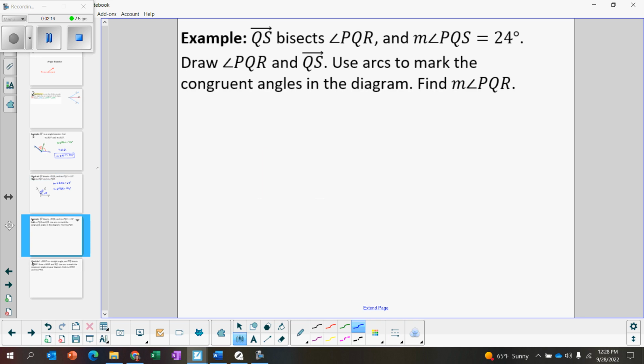For our next example, they don't have a picture, so we're going to draw it. It tells us ray QS bisects angle PQR. I'm going to start by drawing angle PQR. It doesn't matter if it's drawn to scale. I'm just going to draw an angle. I'm going to label P, Q, and R. And ray QS bisects it, which means in here, I'm going to draw a ray, QS, and if it bisects it, that means they're the same. So I'm going to mark them the same.